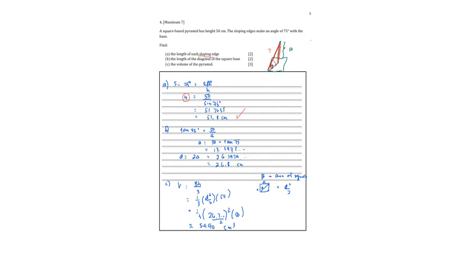Next, the length of the diagonal of the square base. So we're looking for this. Probably we can just find this part and then multiply it by 2. We can use tangent, opposite over adjacent, where our adjacent is this one. So using this formula, our adjacent is 50 times tangent 75 degrees, which gives you this one.